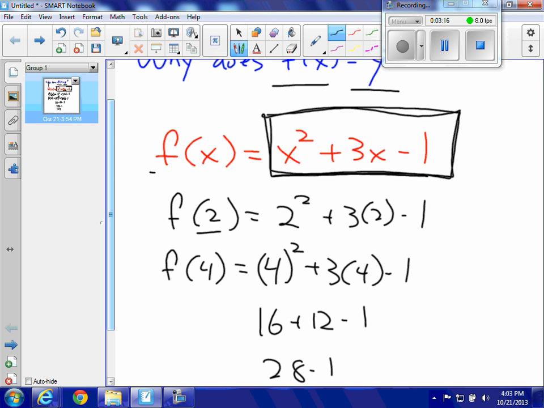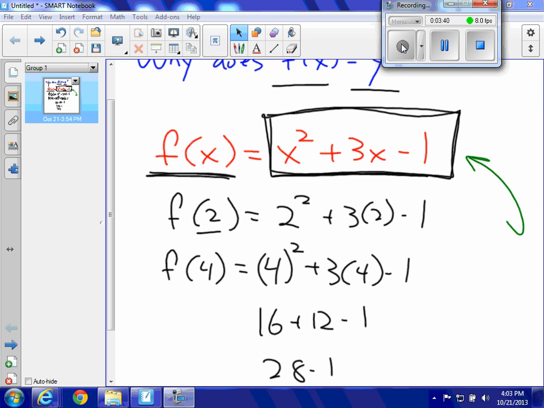And then in calling it a function, I told you a little bit more about it. I told you that it passes the vertical line test. I told you that for every x, there's one and only one y. I've given you some information in terms of being able to find out domain. But the key thing I want to get across right here is that all I'm doing is evaluating this expression right here for various numbers.